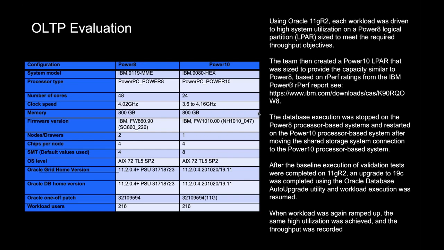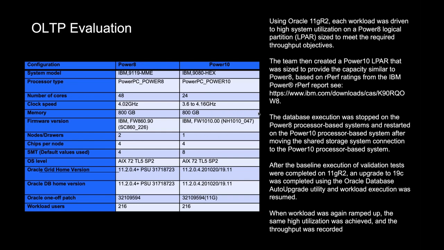Created that LPAR, and then we stopped it on the Power 8, realigned our SAN so that we could connect the database to the new one and restarted on the Power 10. We then ramped up the workload to a very similar transactions per second on 11GR2 and made a record of how we achieved that at 100% utilization. We then upgraded to 19C, doing an upgrade in place. The auto upgrade utility was used, and then we ramped the workload up again on 19C.